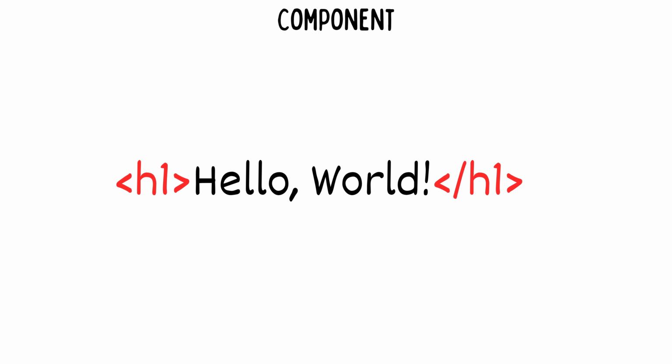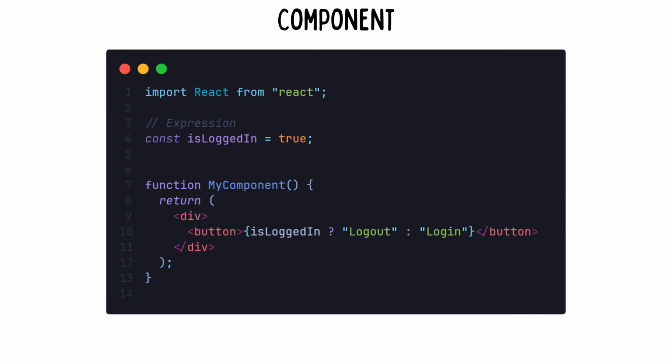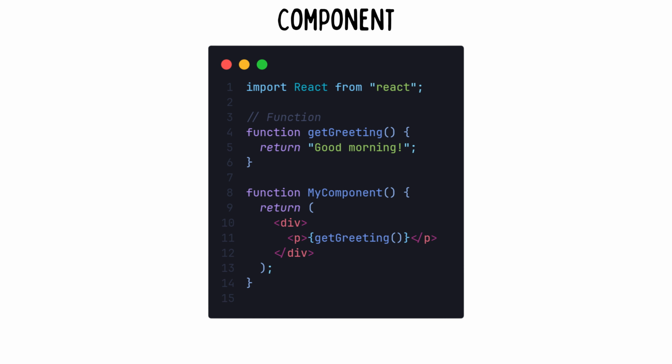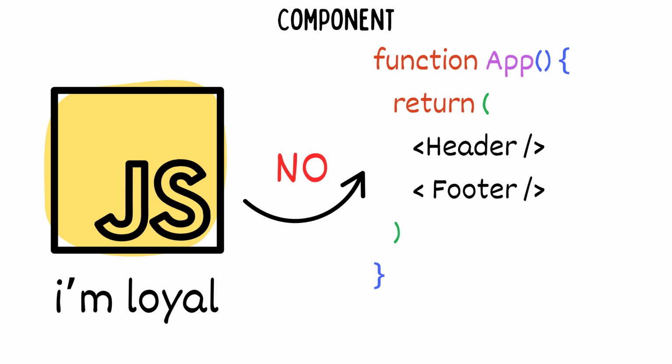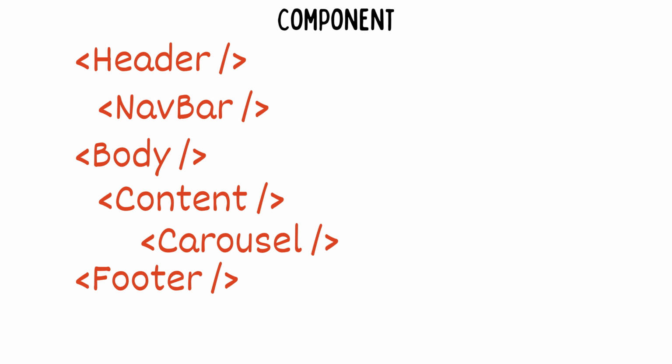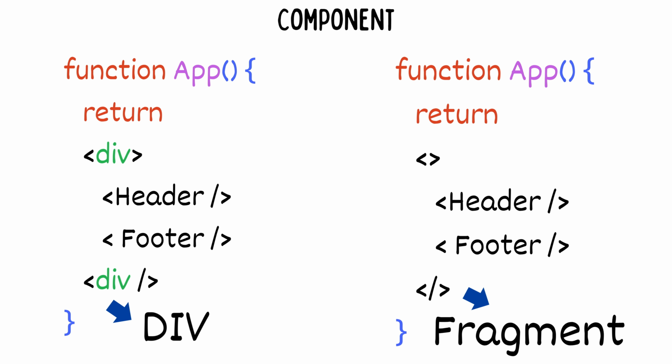Need to display dynamic data? Just wrap it in curly braces. It lets you insert variables, expressions, or even functions directly into your markup. One key thing to remember: React components can only return one element. So, if you have multiple elements, wrap them in a div or use a React fragment to keep things clean.